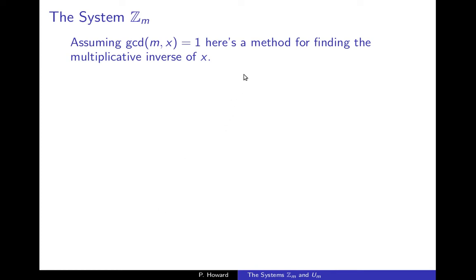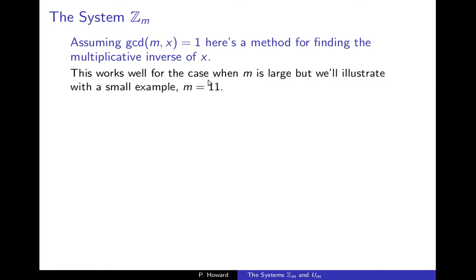So here's a more efficient method for finding the multiplicative inverse of an element of Z sub m, assuming you know it exists, which means we're assuming that the greatest common divisor of m and x is 1. This will take us back to a calculation we did earlier. As we go through this, I'm going to try this with m equals 11 as an example. Even though 11 is fairly small, it'll make the example easier.